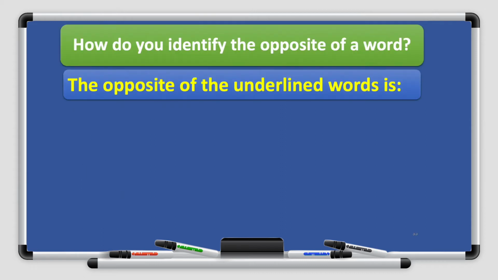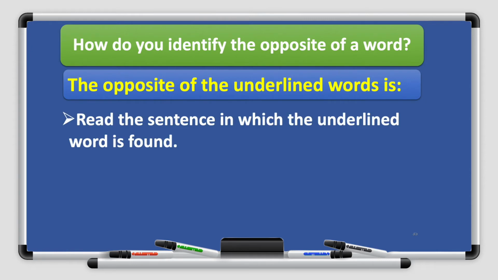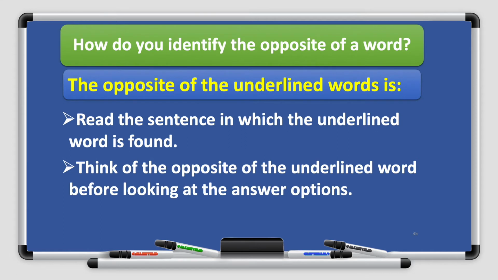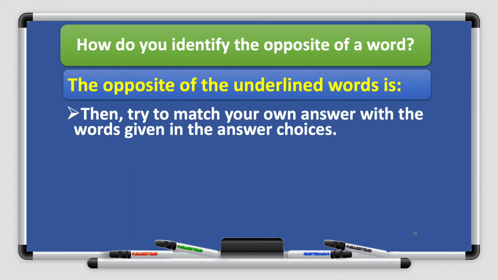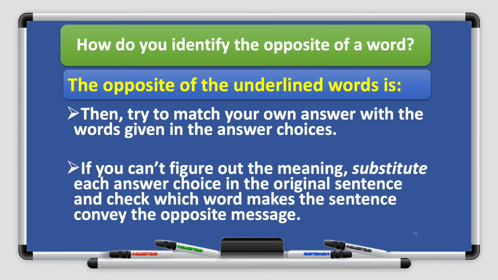When you want to identify the opposite of the word, read the sentence in which the underlined word is found. Think of the opposite of the underlined word before looking at the answer options. Look for the hints to get the right word. Then try to match your own answer with the words given in the answer choices. If you can't figure out the meaning, substitute each answer choice in the original sentence and check which word makes the sentence convey the opposite message.